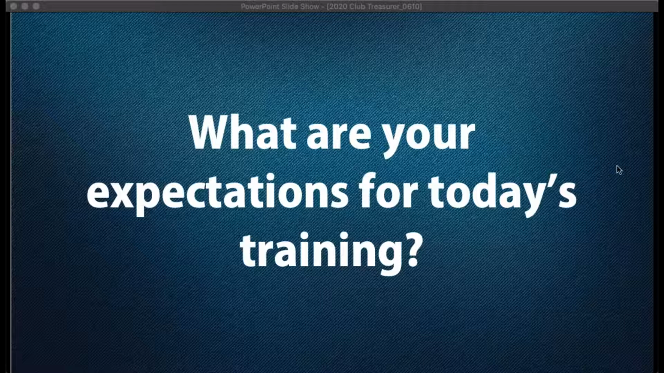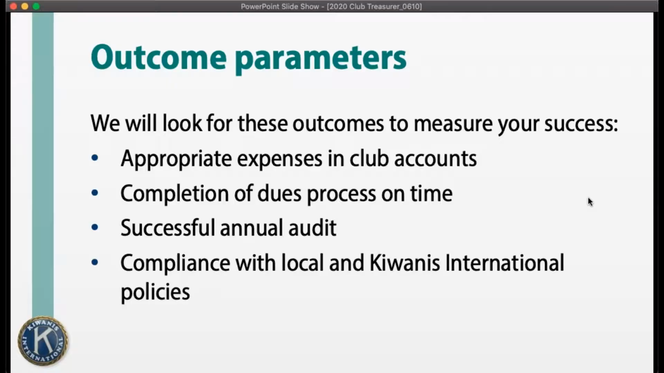To really understand what your roles are, you need to know that we have 4 measurable outcomes that we'll look at to see, were you successful? So next September, next October, this is how you can measure your success.